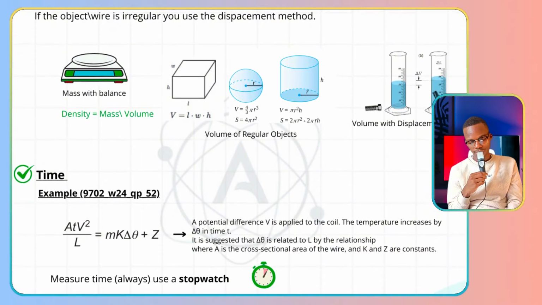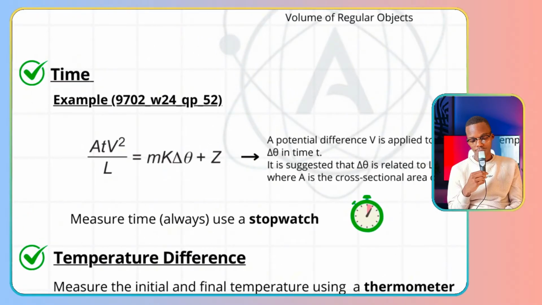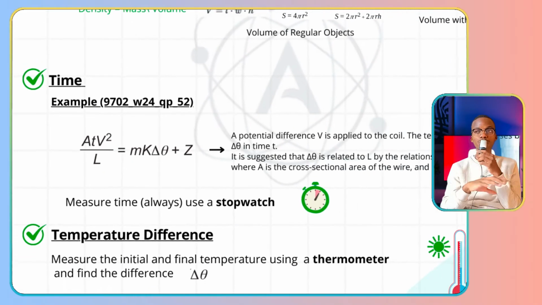The next variable that we're going to look at is time. An example where this variable appeared was winter 2024, question paper 5.2. If you look at that equation, you had a T V squared, potential difference V applied to a particular coil. The temperature increases, and you can see T appearing in that equation. So you can just tell them, measure time using a stopwatch.